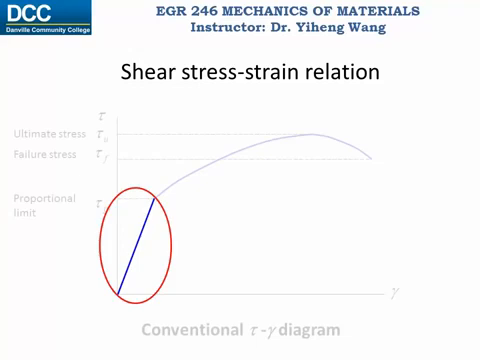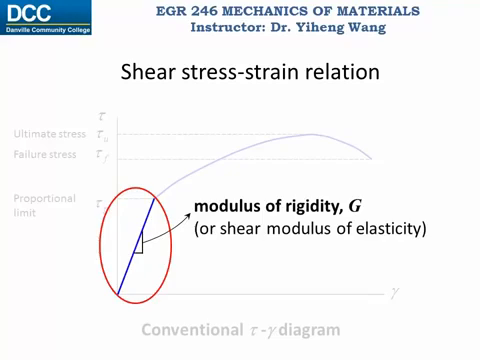And if you pay attention again to this linear region, this slope is known as the modulus of rigidity G, or shear modulus of elasticity. And within the proportional limit, the shear stress and shear strain are related by tau equals G times gamma. Compare this to Hooke's law, sigma equals E times epsilon, and notice they have the same form.